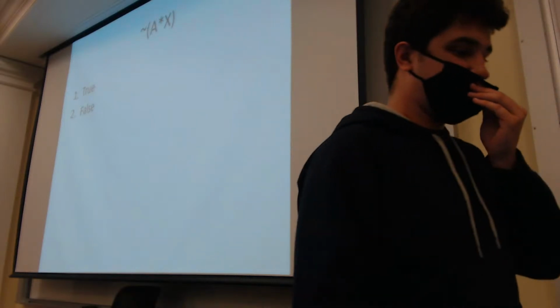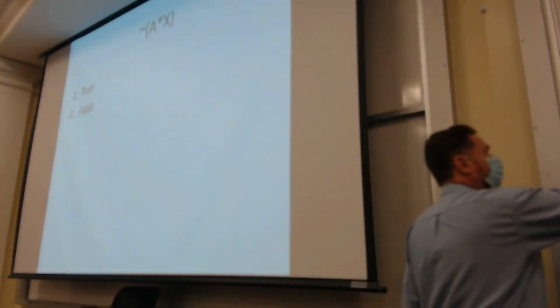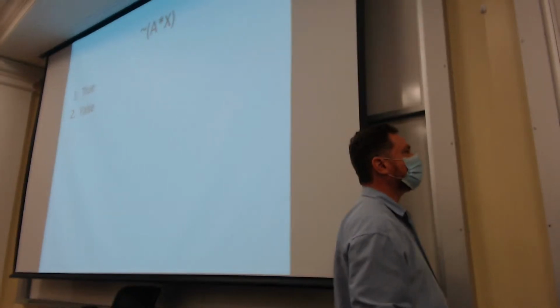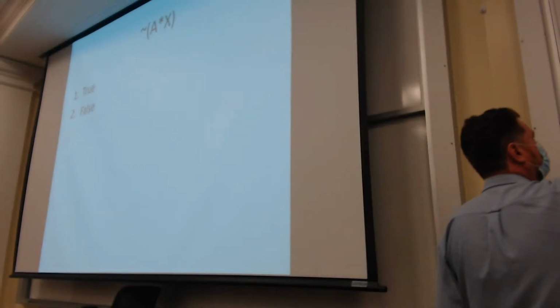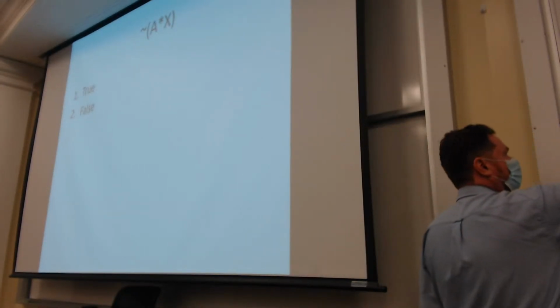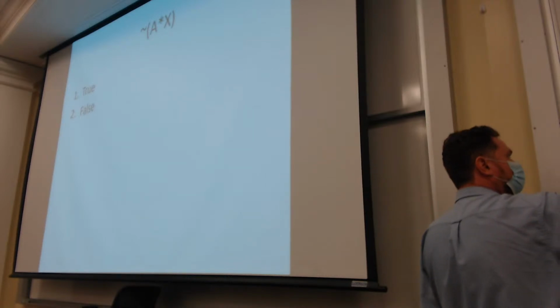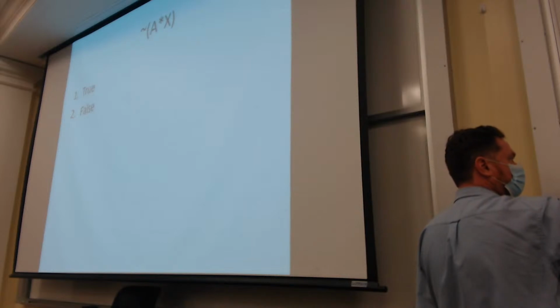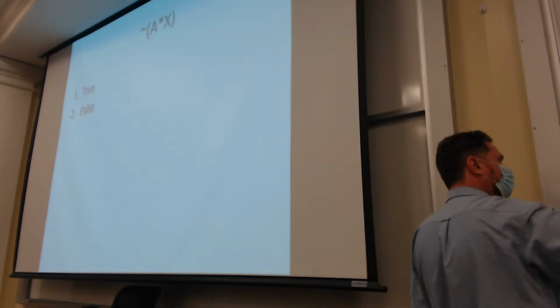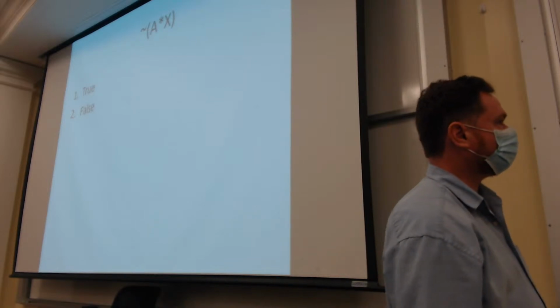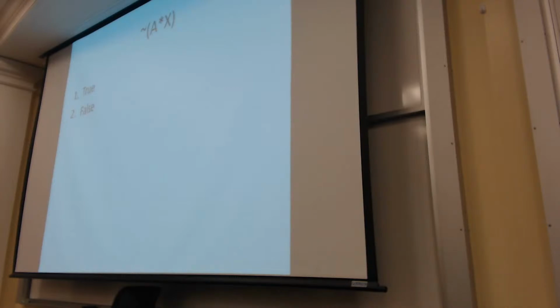Let's see what else we got. Number 1 is not the case of both A and X. A is true, X is false. We look at the AND, it is false on one side, therefore the AND is false. Then the last thing we do is apply the negation to the false, and it switches to true. Very good.